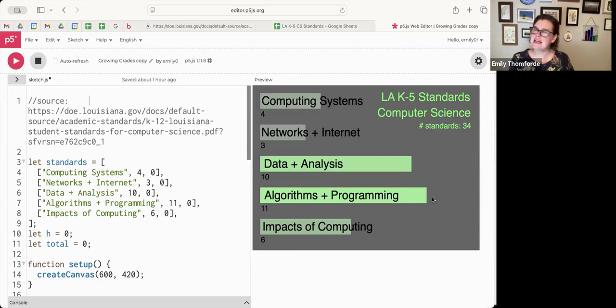So go out there, be a data scientist. It's part of computer science and it's about telling stories with information.